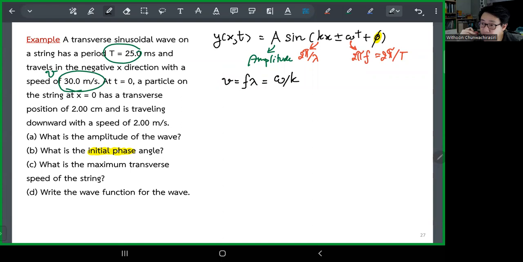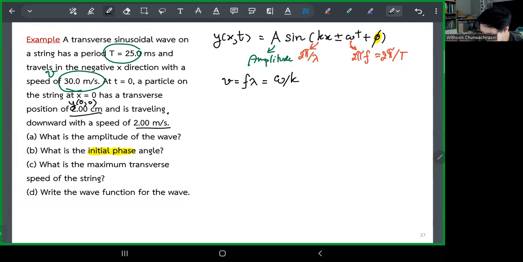Now, at t equal to 0, a particle on the string at x equal to 0 has a transverse position of 2 centimeters. So what does this mean? It means once you plug in 0 into your grand equation there, then at time 0, position 0, you have the position of the medium at 2 centimeters. Plus, you also know that it's also traveling. So what you have over here is y at 0, 0. Cool. And it's also traveling downward at the speed of 2 meters per second.